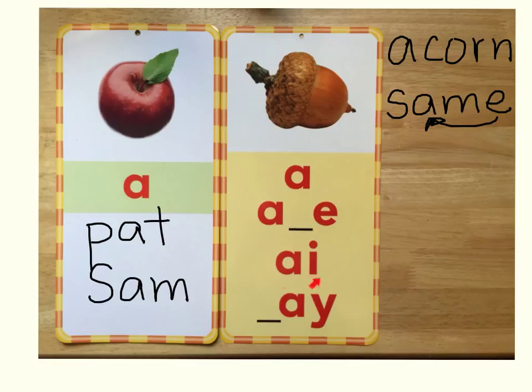Here's another kind of vowel rule, a pretty important one, and it goes like this. When 2 vowels go walking, the first one does the talking. So in the word pale, you might wonder, is it pal, pill, pale, or pile? Which sound should I say for those two? So remember the rule, when 2 vowels go walking, the first one does the talking.